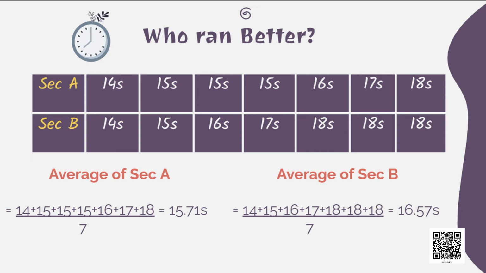Now students, who did better? Section B, is it? Just because they have the higher number doesn't mean they did better, right? Because we are looking at who ran better. That means who took lesser time. So section A's average is lesser. So they ran better.